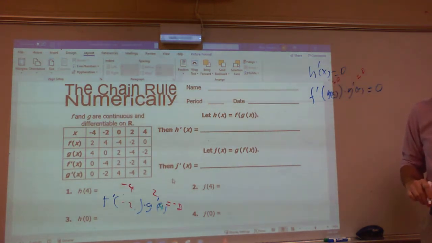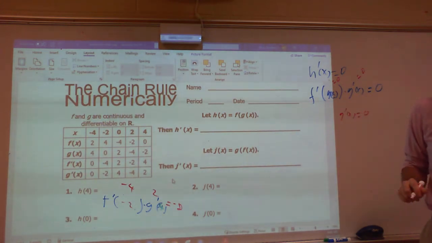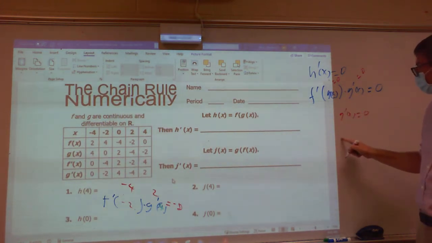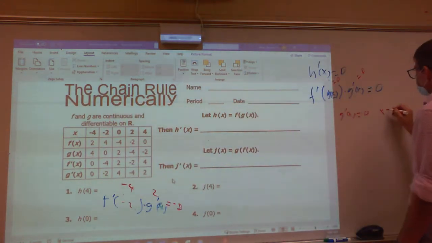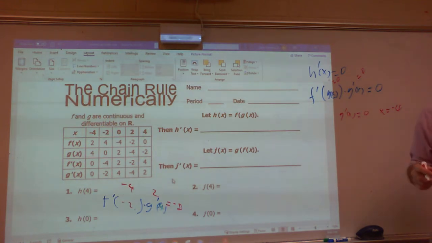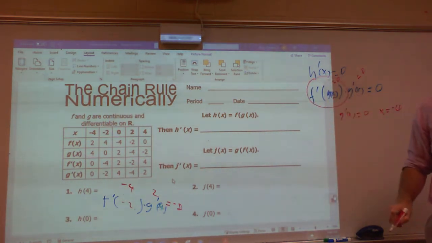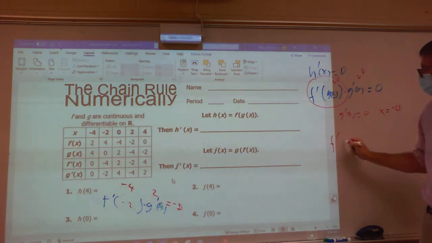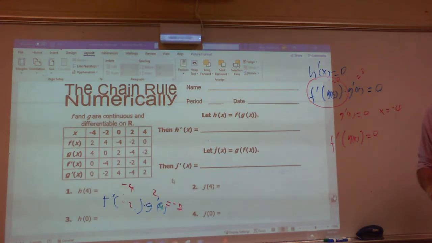So where does g prime of x equal 0? That's not a hard question: negative 4. So g prime equals 0 at x equals negative 4. That one's not so bad. But where it gets a little tricky is this part. I want to know where does f prime of g of x equal 0?